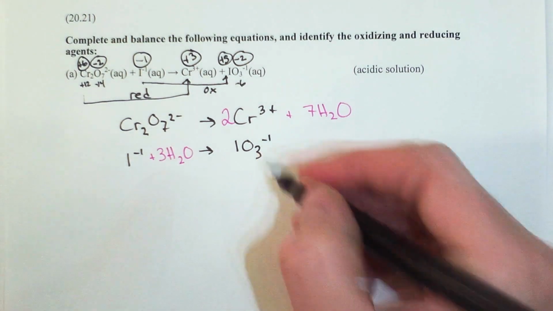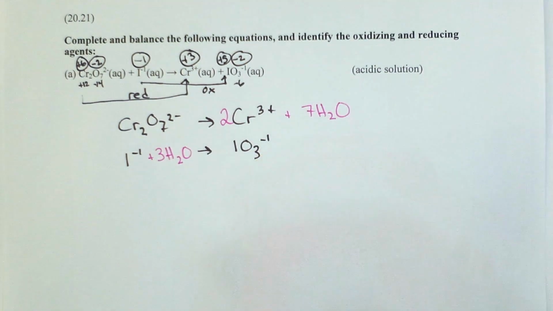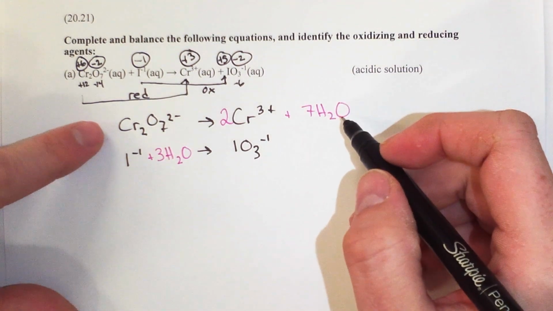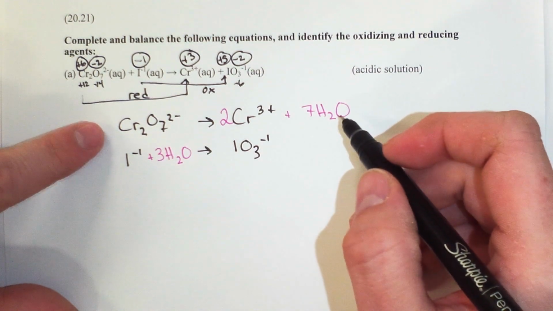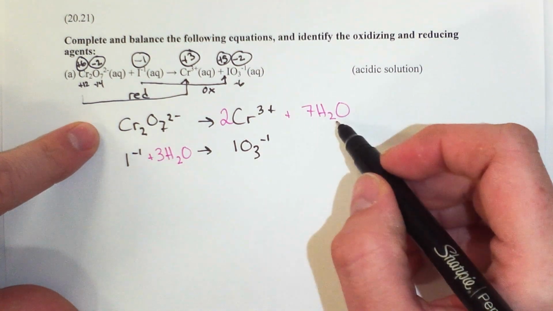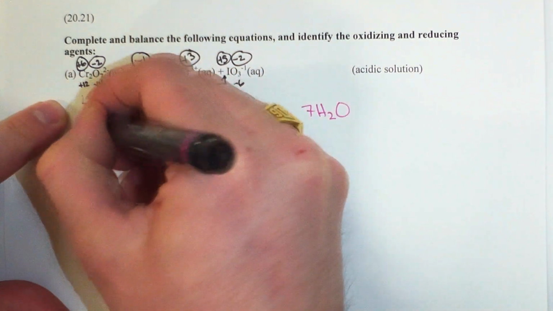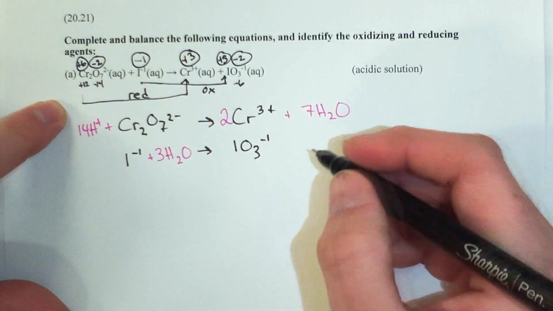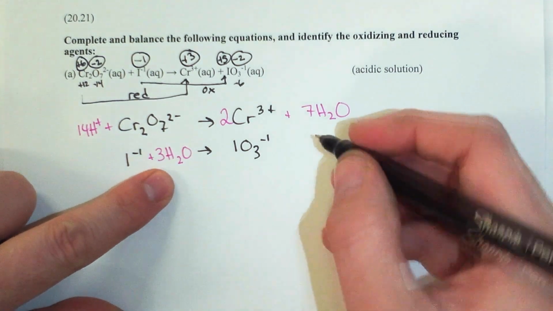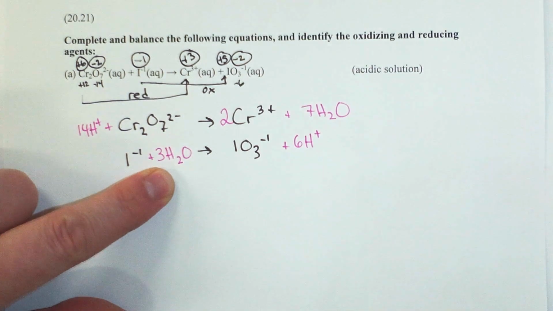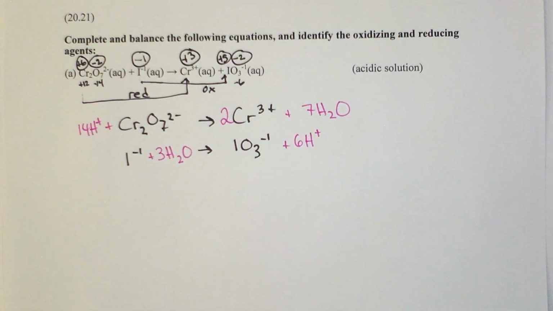Three oxygens and 3. Always double check your coefficients. Now that you have balanced the oxygen, you balance the hydrogens, or you count the hydrogen ions. So I have 14 hydrogen ions, so I need to add 14 to this side. I have 6 here, so I'll add 6 hydrogen ions.